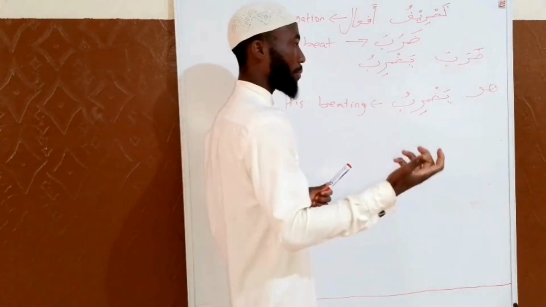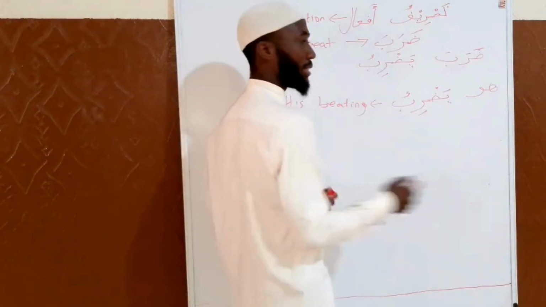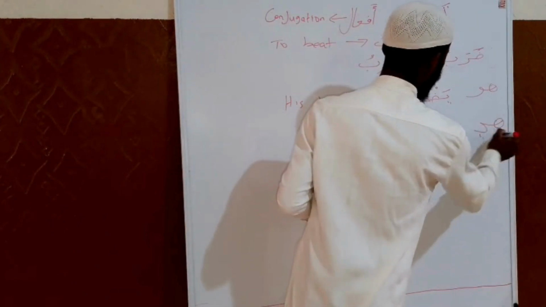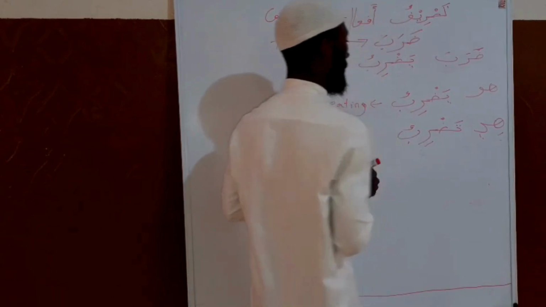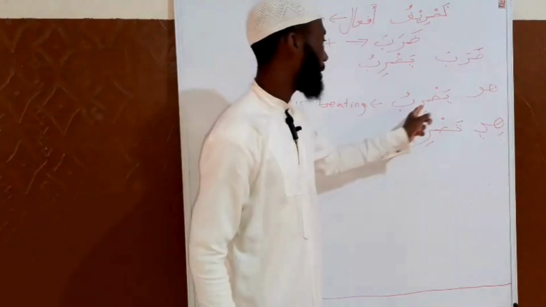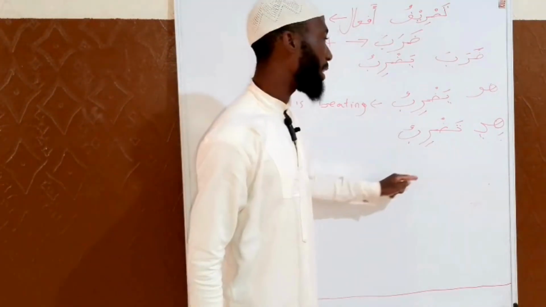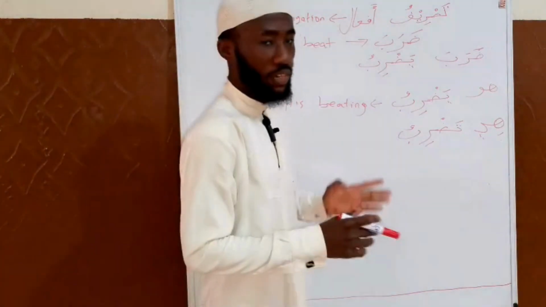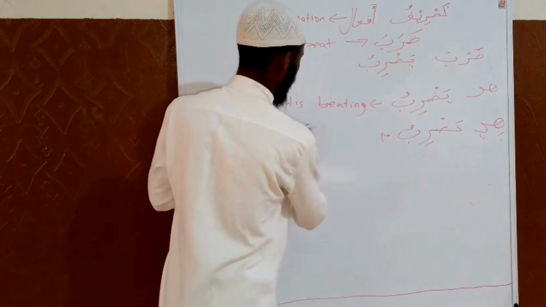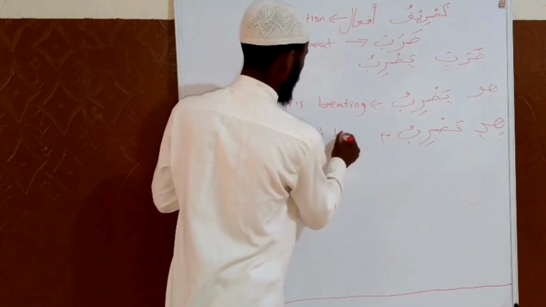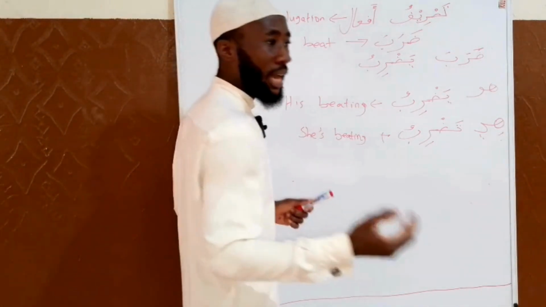Then how do you say that in Arabic referring to the feminine? This is for the masculine. Now for the feminine, that's going to be here, tadribu. Here tadrib, this is huwa yadrib, that is beating. Then the present for the feminine is going to be tadribu. That is that she's beating.